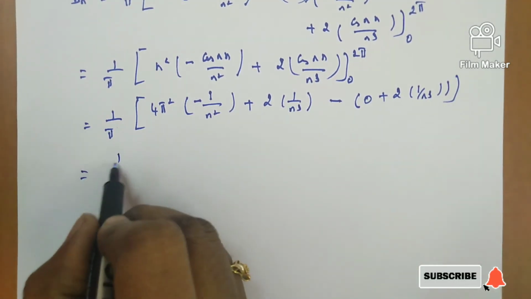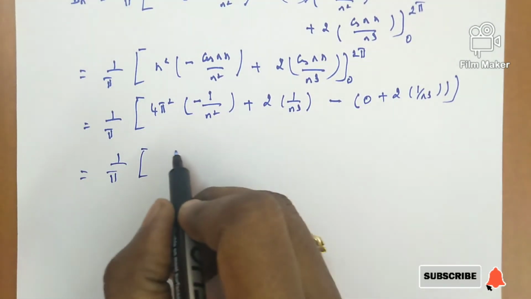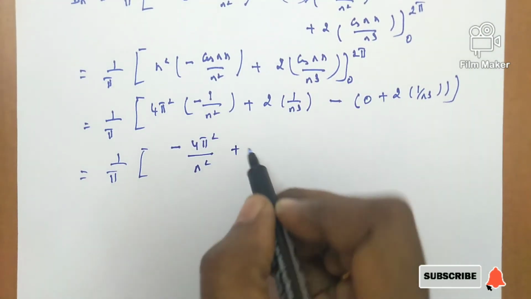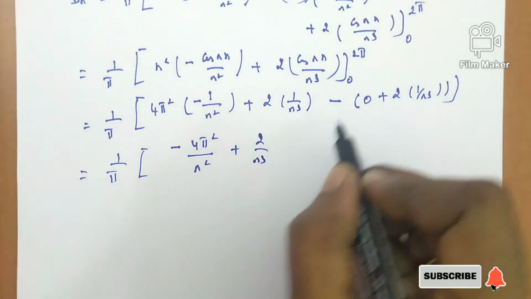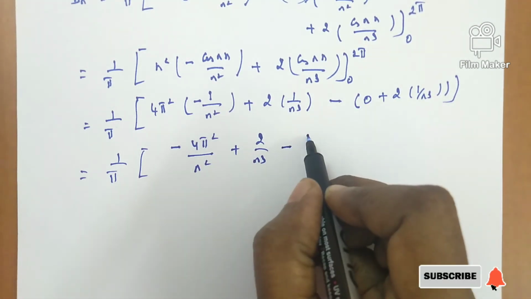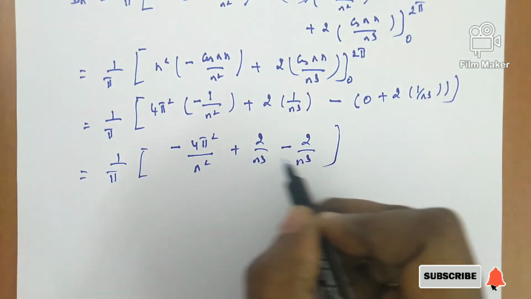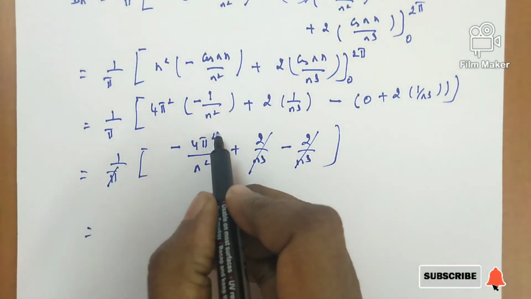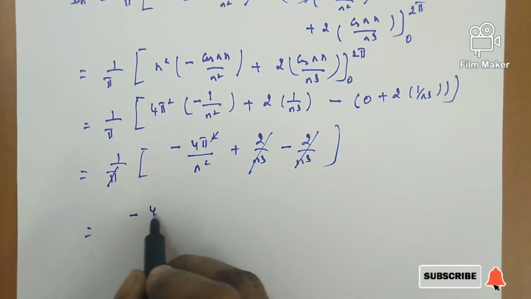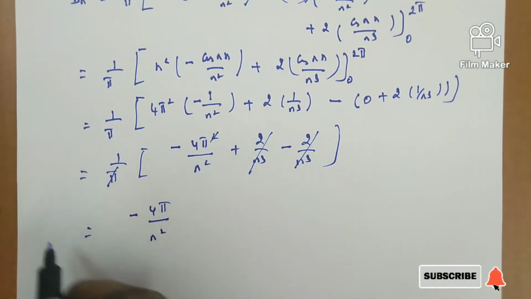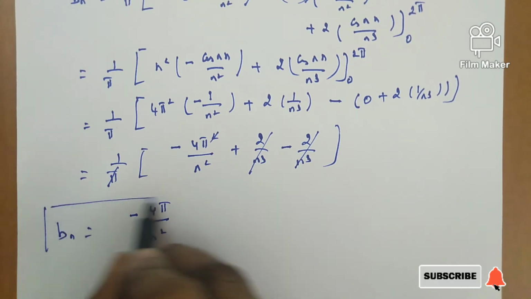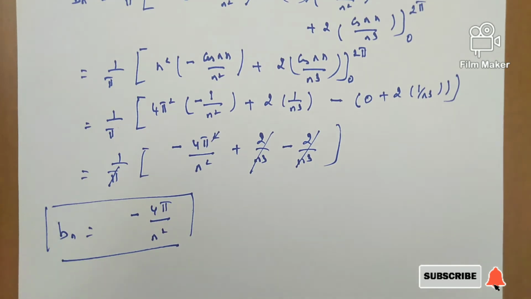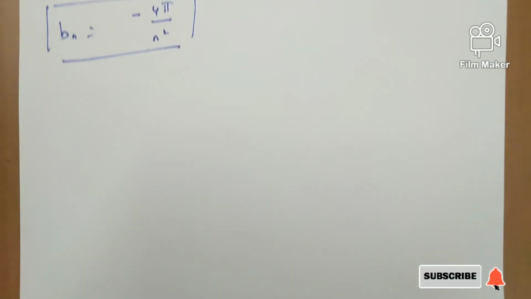So the answer is 1 by pi into minus 4 pi square by n square plus 2 by n cube. Here it is 0 and minus, so minus 2 by n cube. So plus 2 by n cube minus 2 by n cube will cancel, and one pi will cancel. So the answer you can get is minus 4 pi by n square. So this is our Bn. Bn equal to minus 4 pi by n square. So now we got the answer for A0, An, Bn.